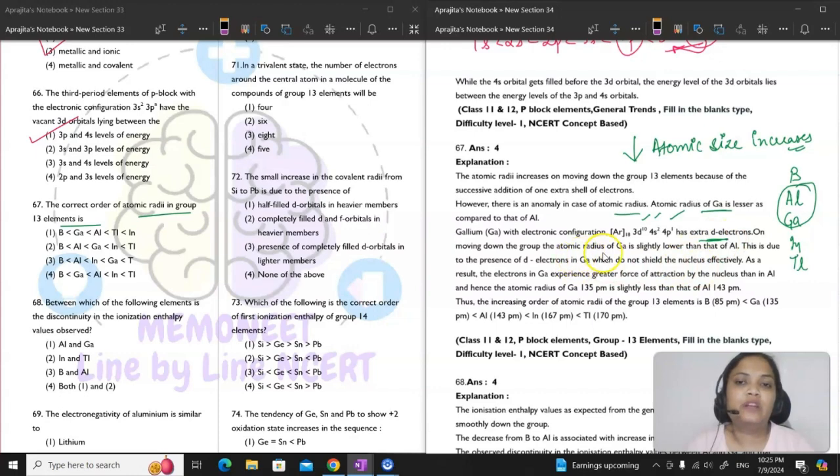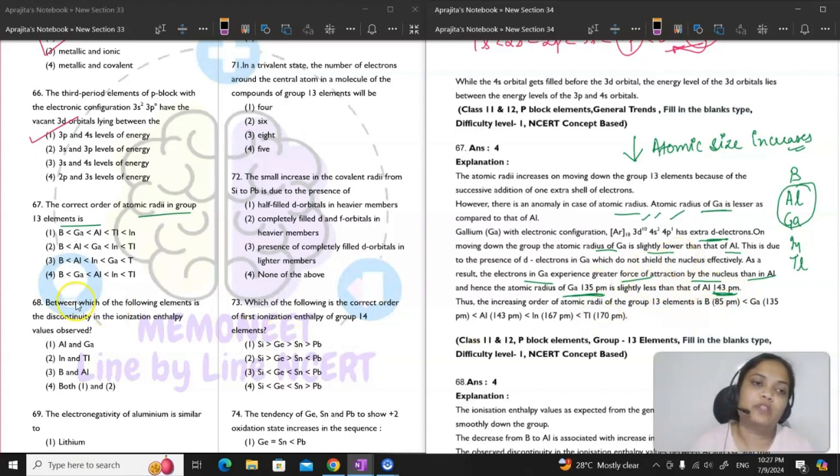On moving down the group, the atomic radius of gallium should be more than that of aluminium, but it is slightly lower than that of aluminium. It is because of the d electrons. These d electrons do not shield the nucleus effectively. As a result, the electrons present in gallium experience a greater force of attraction from the nucleus than in aluminium. So the atomic radius of gallium is 135 picometer, which is slightly less than that of aluminium, which is 143 picometer.